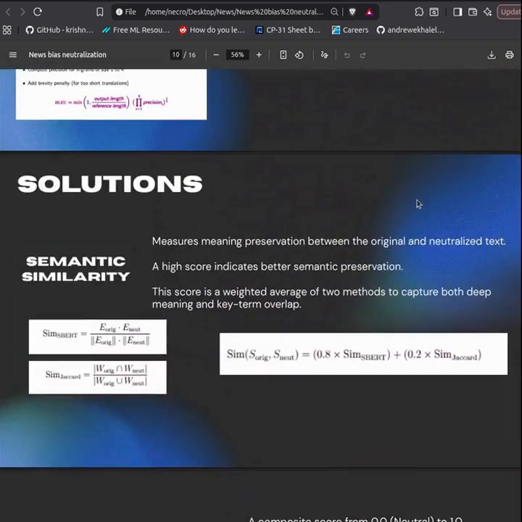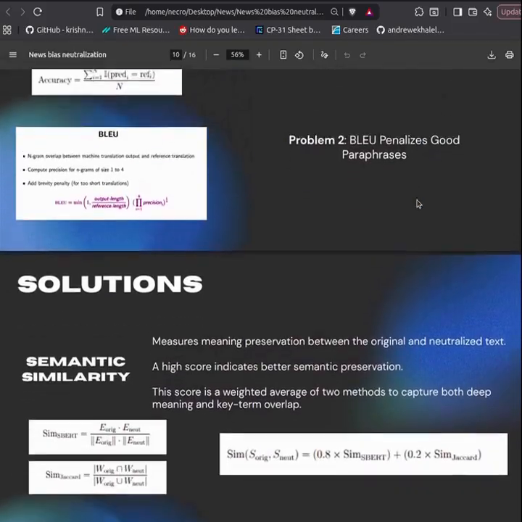The first is looking at the semantic similarity score. So the goal is simple. I just need to measure if the core meaning was preserved after the rewrite.